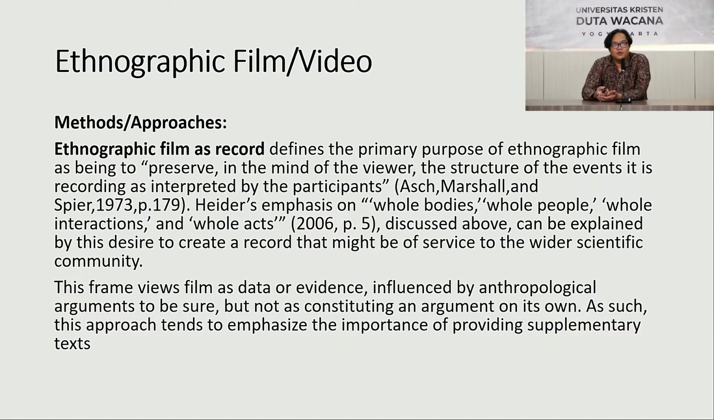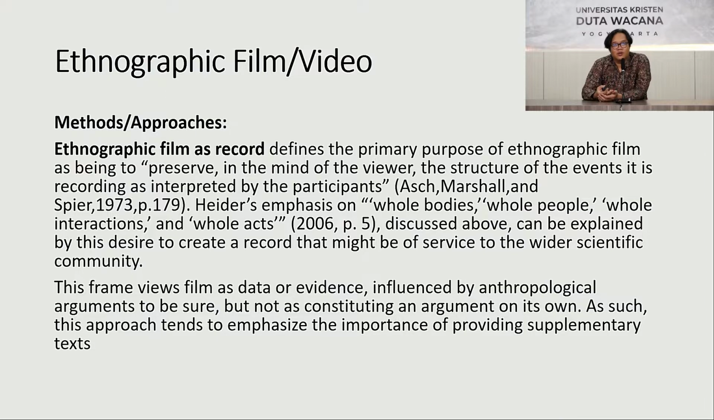It defines the primary purpose of ethnographic film as being to preserve in the mind of the viewer the structure of the events it is recording as interpreted by the participants. This method has a focus on how pictures can capture whole bodies, whole people, whole interaction, and whole acts. Making a record of the whole bodies of the informants and whole interaction and whole acts conducted by our informants can be explained by the desire to create a record that might be of service to the wider scientific community.